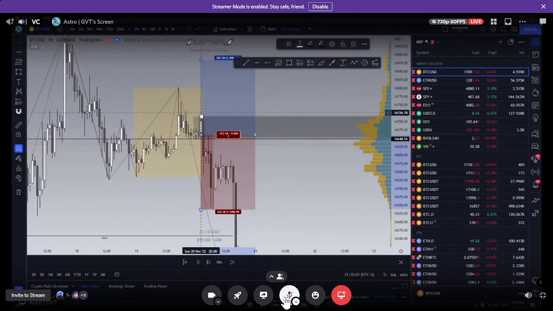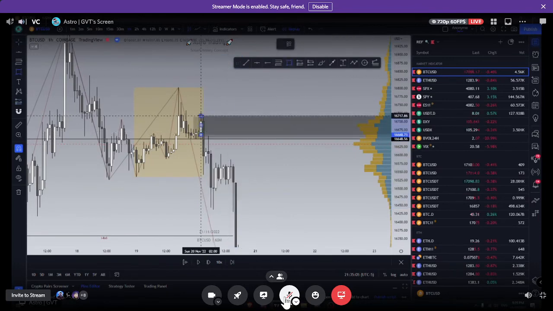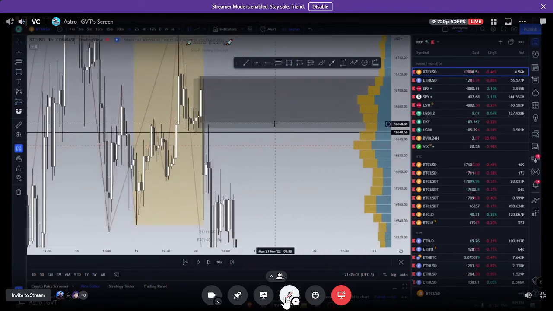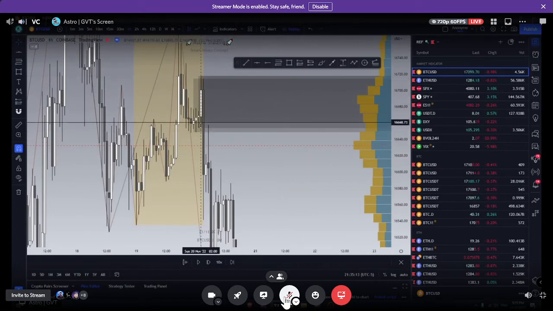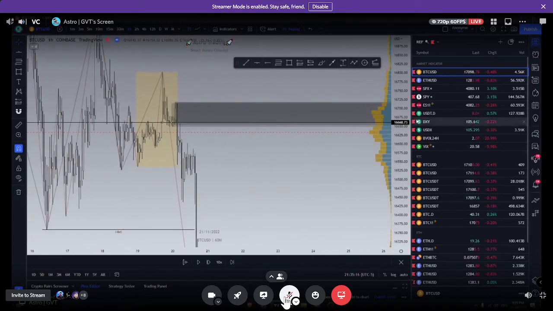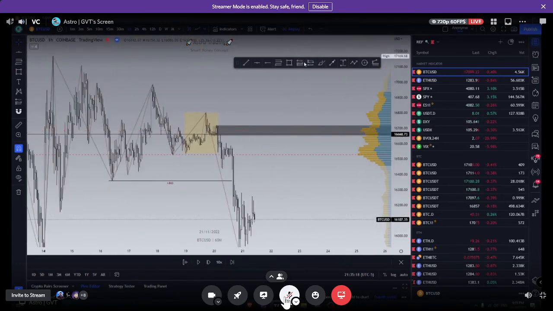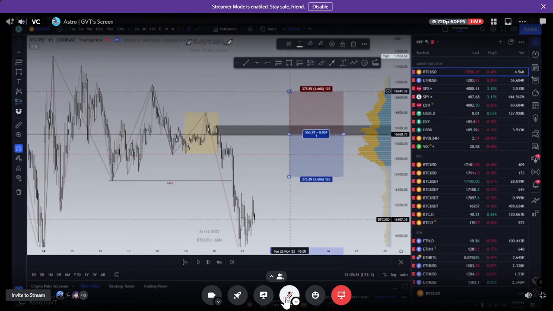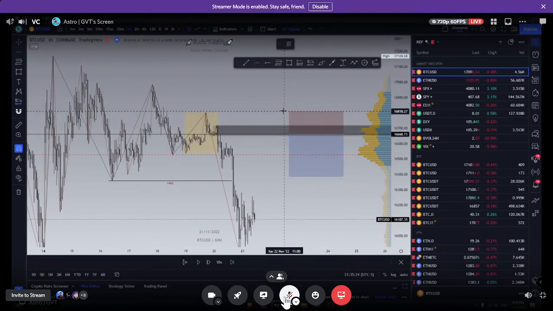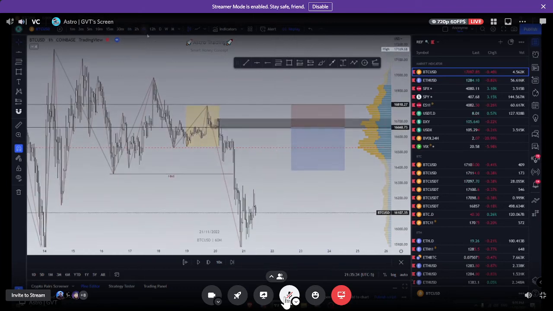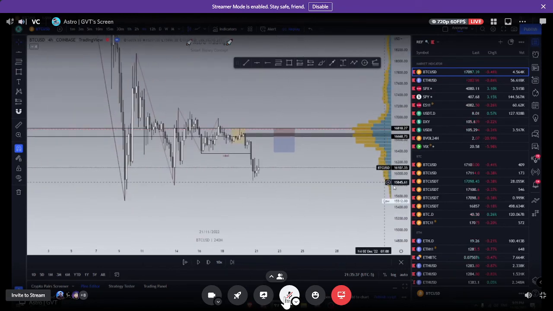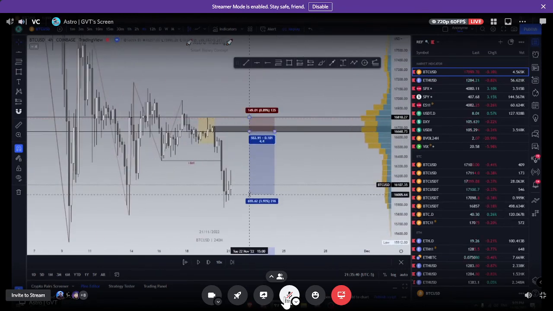On the 1 hour, you get there. Oh, not this. You get there, and now you have one that has a little imbalance between them. So this one is valid. Placing my entry there. Stop loss above the last high. And now, going back on the 4 hour, let's place some take profit.